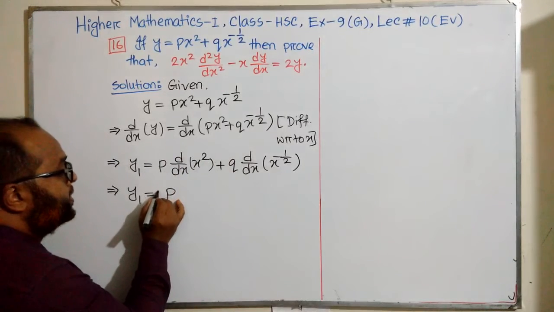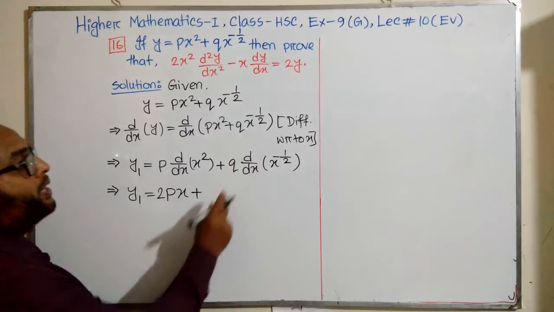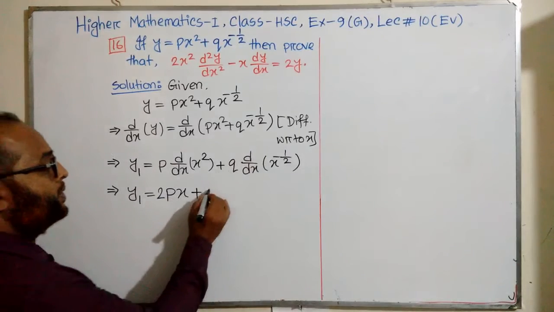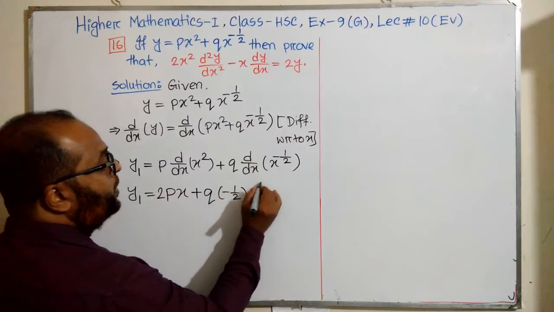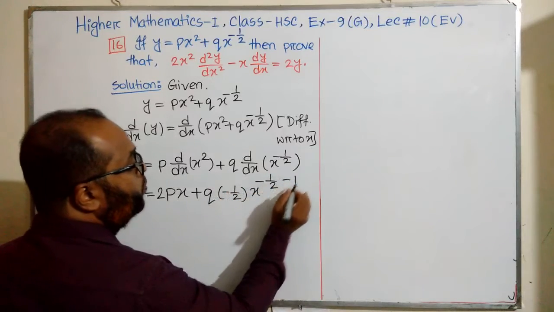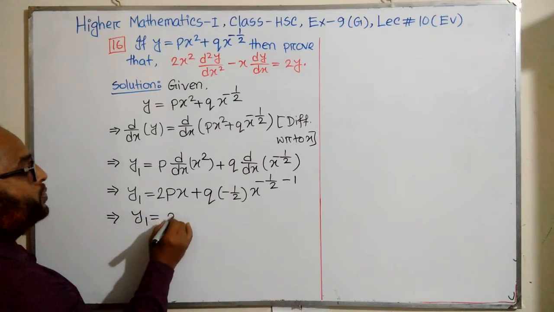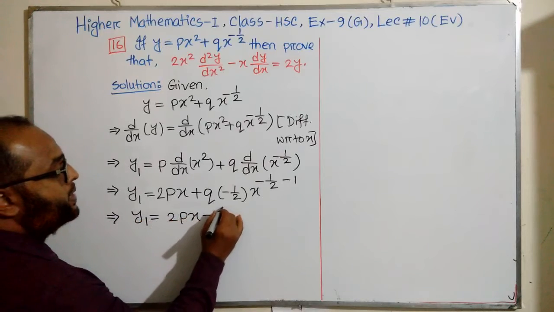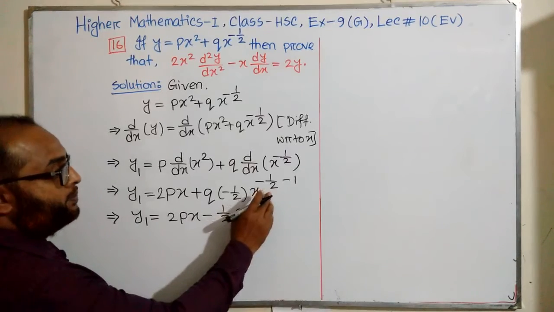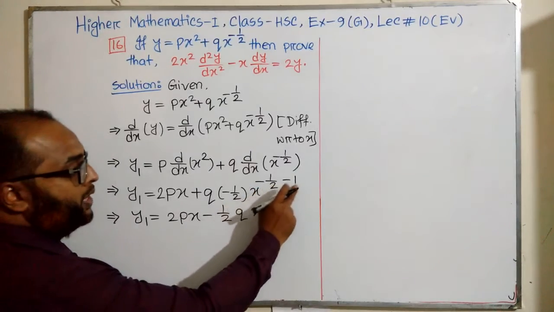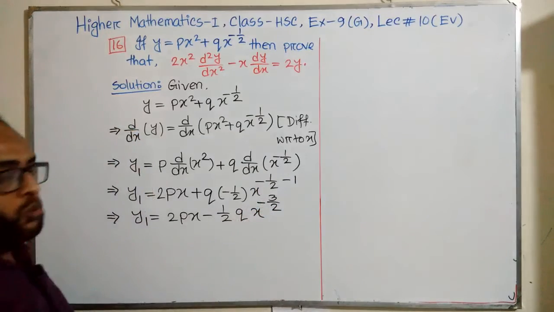So we can write this is 2px plus here d/dx of x power n, that means q into n x to the power n minus 1, or y1 equal 2px minus 1 by 2 q x power. Here if we simplify minus 1 by 2 and minus 1, this can be written as minus 3 by 2.